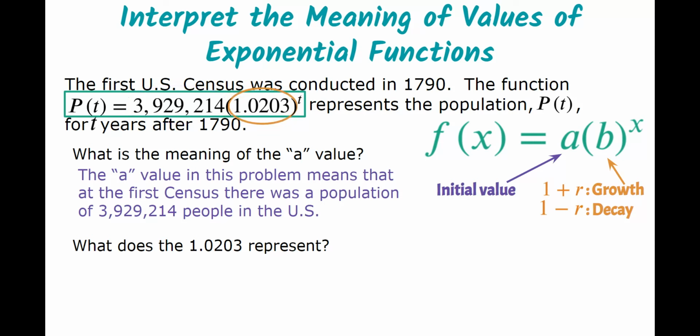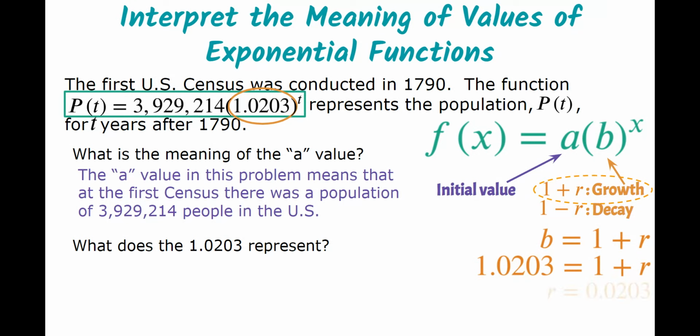Next, let's look at that b value. Our b value here says 1.0203. But what does that mean? Well, if we look at that number, I know that it's going to be a growth because that b value is greater than 1. So we're going to set b equal to 1 plus r. But b we know from the problem is 1.0203. So 1.0203 is equal to 1 plus r.